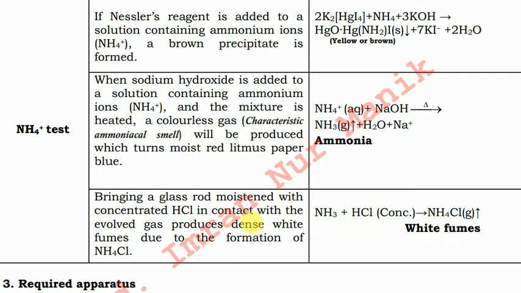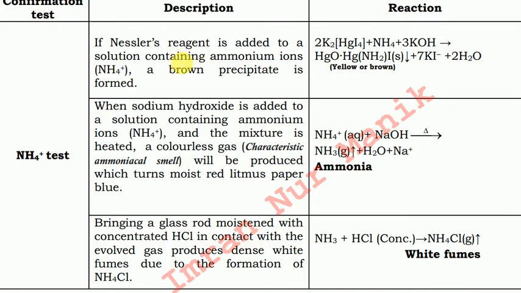Okay, let me clarify these things again. The first test is the Nessler reagent. We have to take a sample solution in a test tube and add Nessler reagent to the test tube. If a yellow or brown PPT appears, then we can say that this solution contains ammonia. Then in another test tube, we have to take another sample solution and heat it.